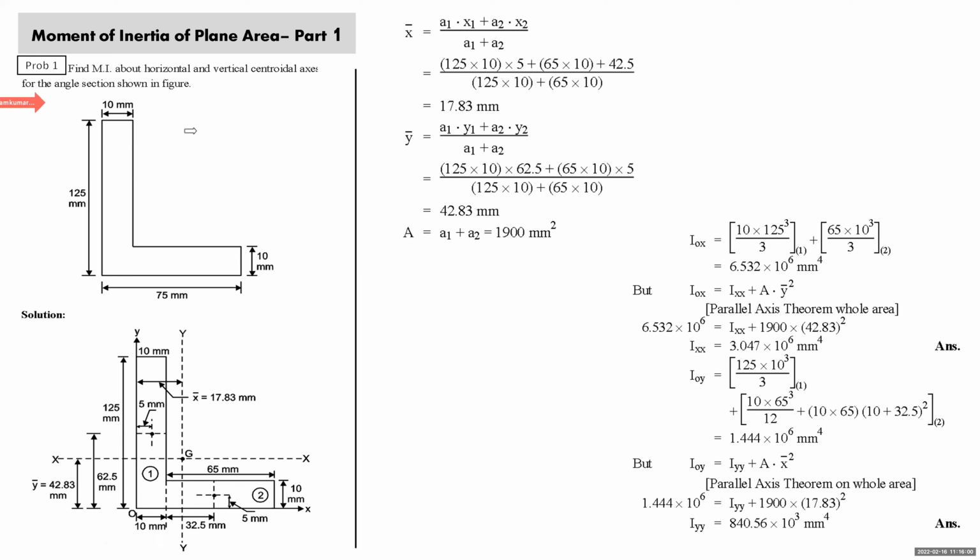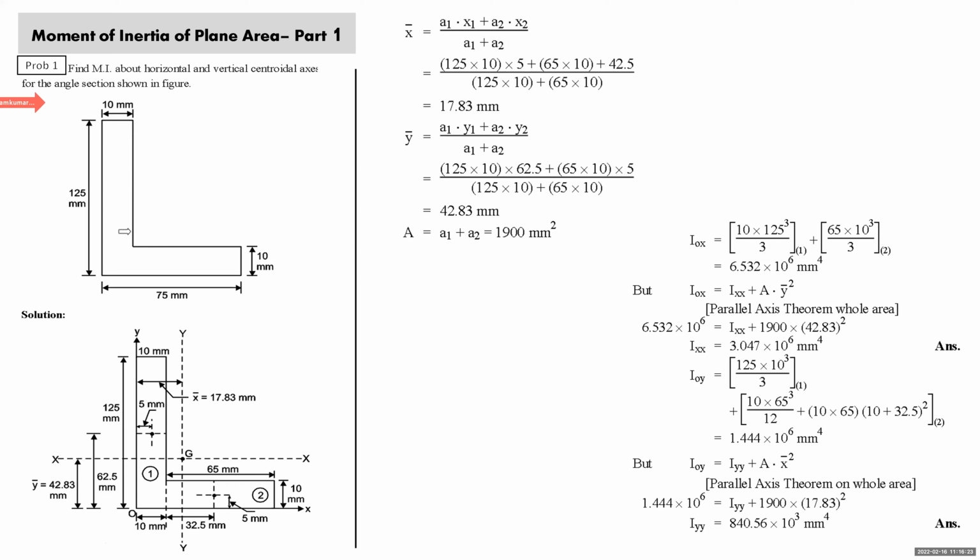First problem. Find the moment of inertia about horizontal and vertical centroidal axis for the angle section shown in figure. Students, if he is asking moment of inertia about the centroidal axis, you need to mark the centroidal axis on the diagram. Either you understand it by symmetry or you do it by working. In whatever way you do it, you need to mark the centroidal axis for which the moment of inertia is required.